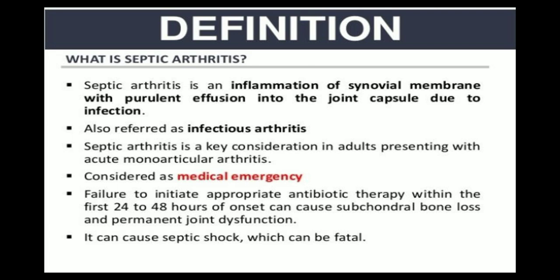Failure to initiate appropriate antibiotic therapy within the first 24 to 48 hours of onset can cause subchondral blood loss and permanent joint dysfunction. If the proper medical therapy or antibiotic therapy is not initiated or started within 1 to 2 days, if a person is diagnosed with septic arthritis, it can be a medical emergency because it can lead to permanent bone damage. It can also cause septic shock, which can be fatal.